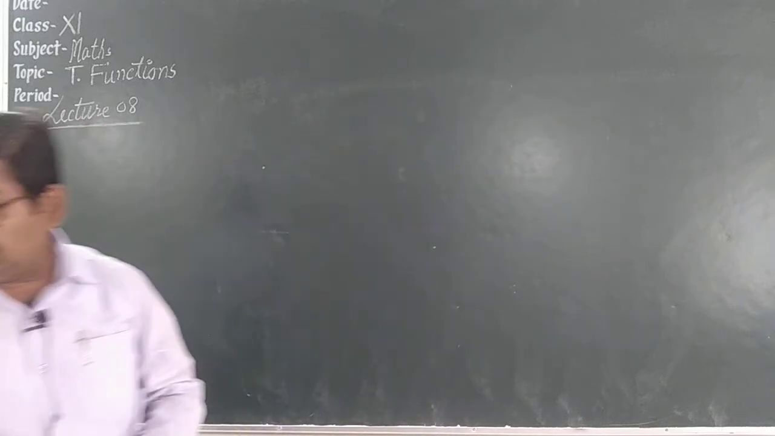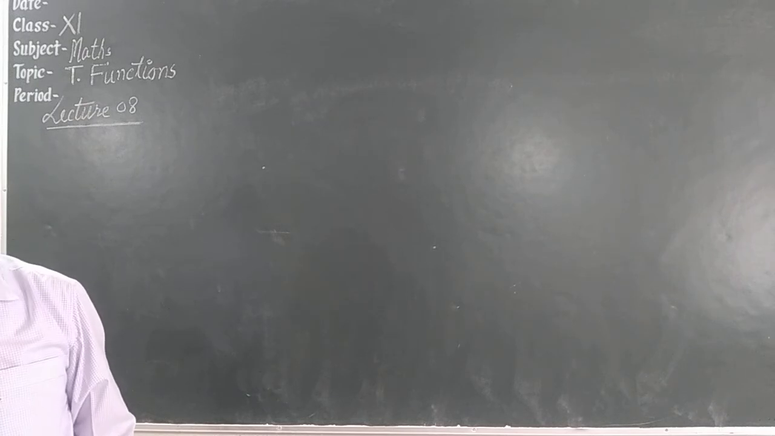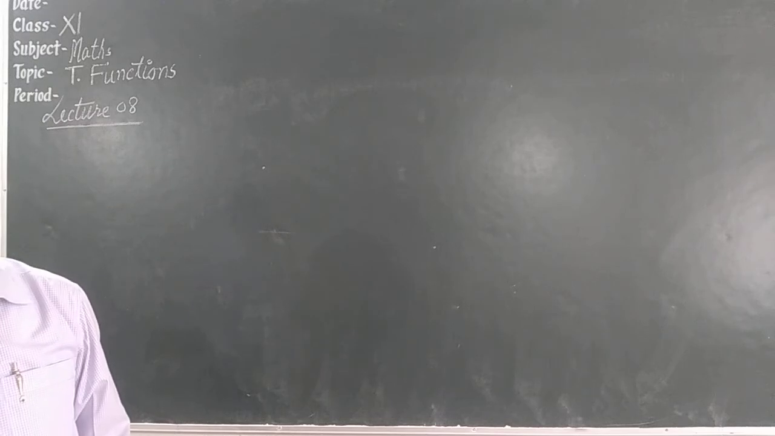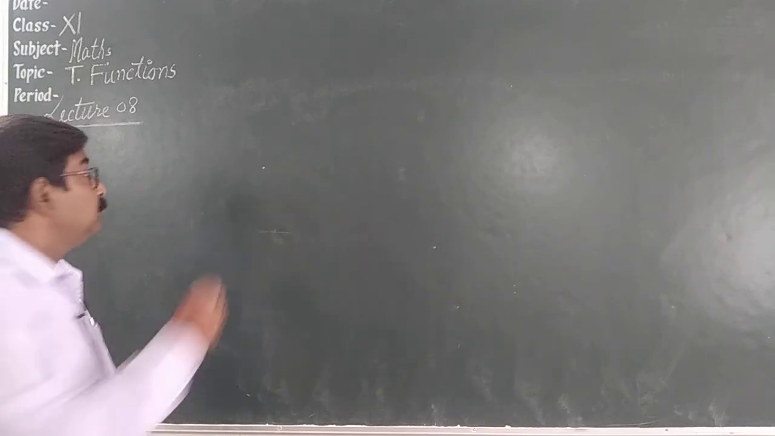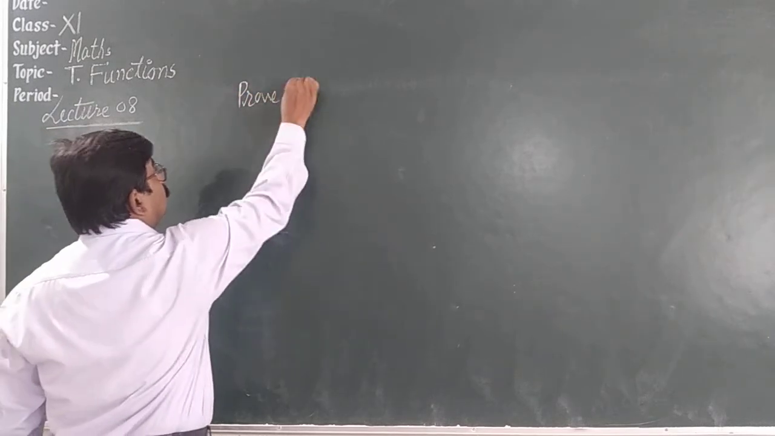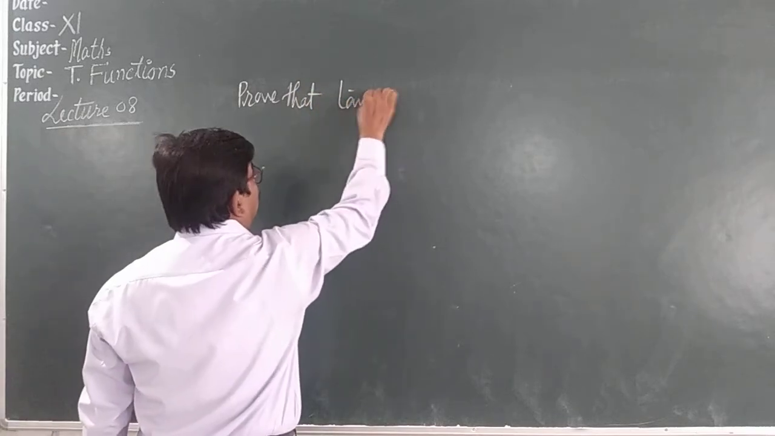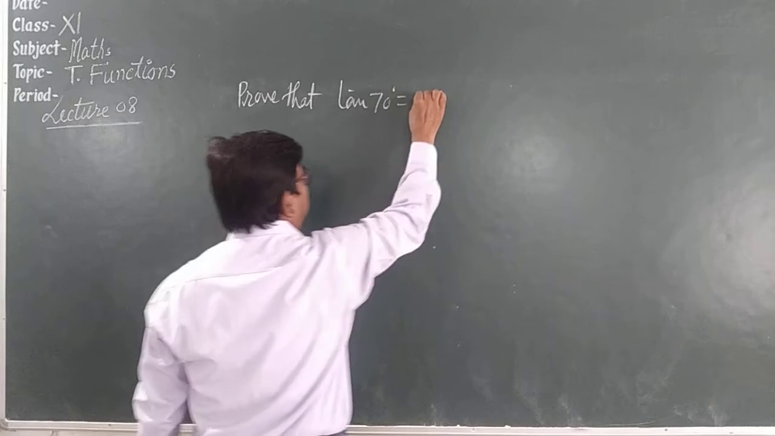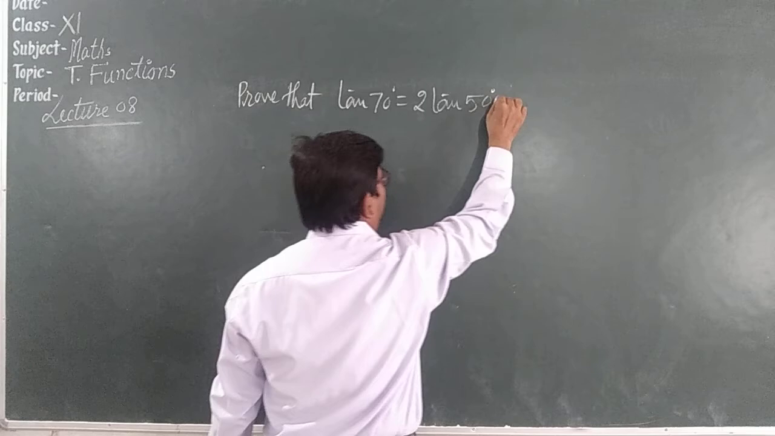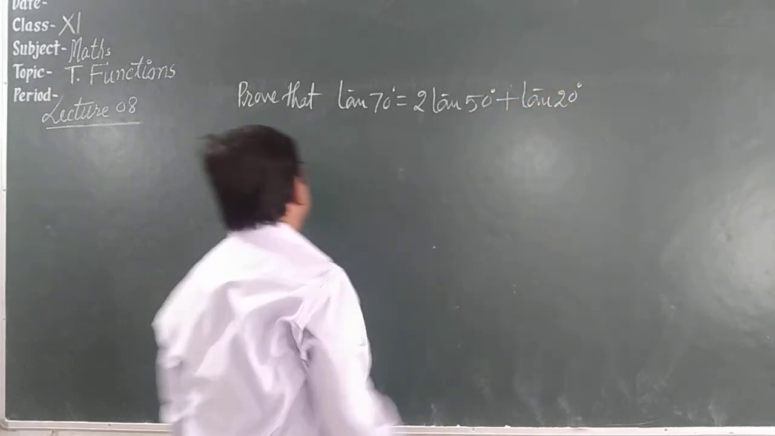One more question. I am giving, it is an important question. We have to prove that tan 70 degree is equal to 2 tan 50 degree plus tan 20 degree. This is the question.